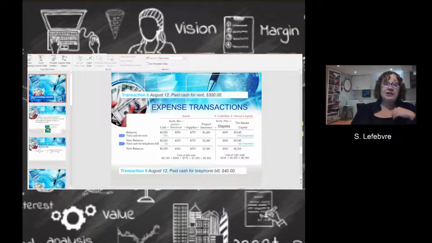So let's look at this next transaction, transaction number 9. On August the 12th, we paid cash for a telephone bill. So again, it's another one of those costs of doing business. Your cash is going to decrease by $40 and your capital account is also decreasing by $40. Does your left side equal your right side when you look at your totals? Yes, it does.